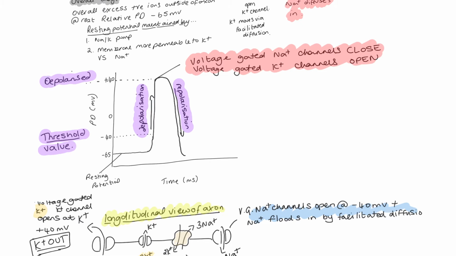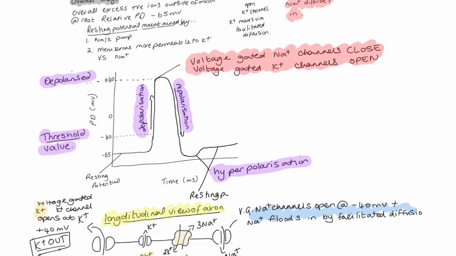However, what we see happening on this graph is it doesn't just reach minus 65 and then plateau again. What we see is it drops below minus 65. When it drops below minus 65, we say that it is hyperpolarized. It remains in a state of hyperpolarization for a very short period of time, and then it returns to the resting potential. But how does it do this?